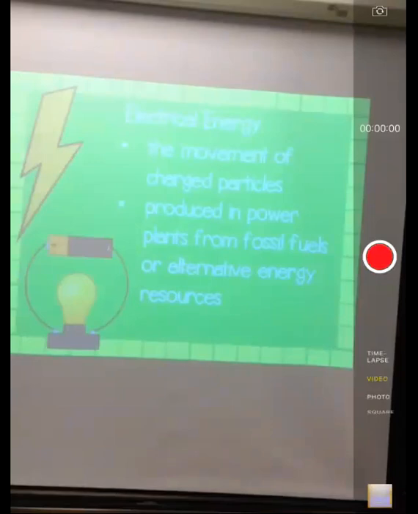Now we get to electrical energy. Parker, let's put that away, please. Electrical energy, which is what we worked with yesterday and Wednesday. It is the movement of charged particles. It is produced in power plants from fossil fuels or alternative energy sources. We'd pretty much be lost without it in our society. Good thing we have potatoes.